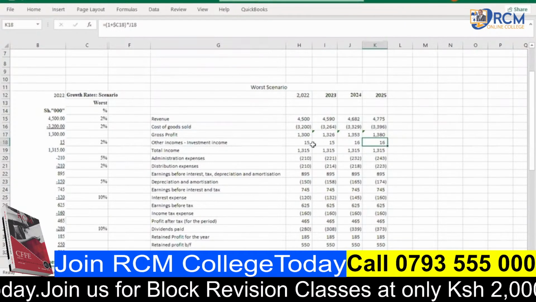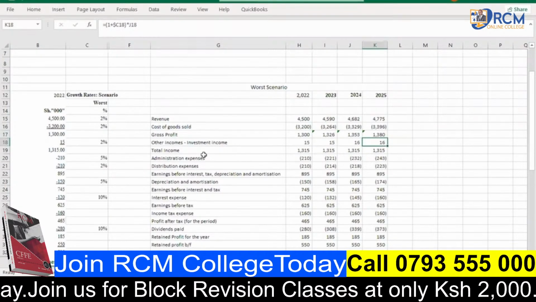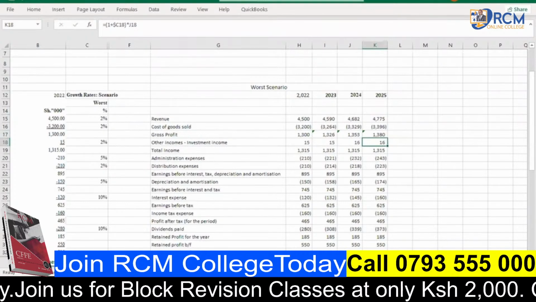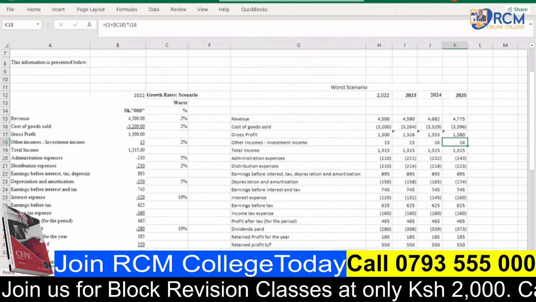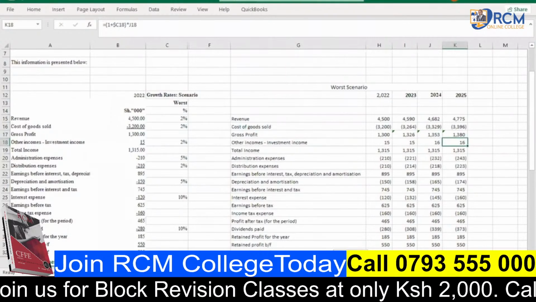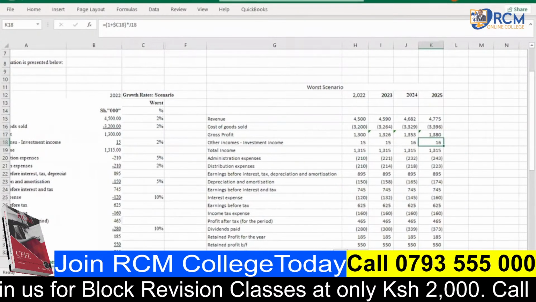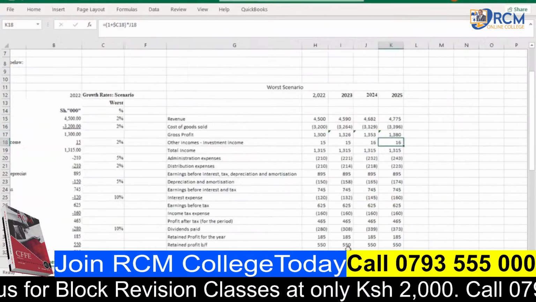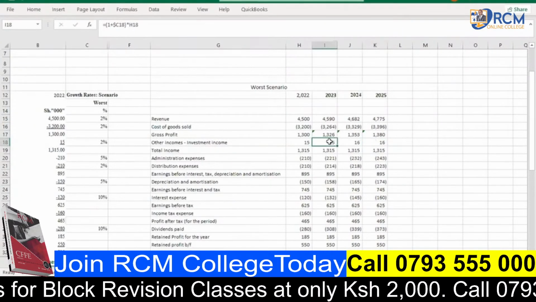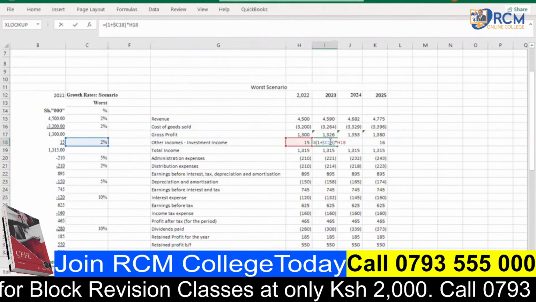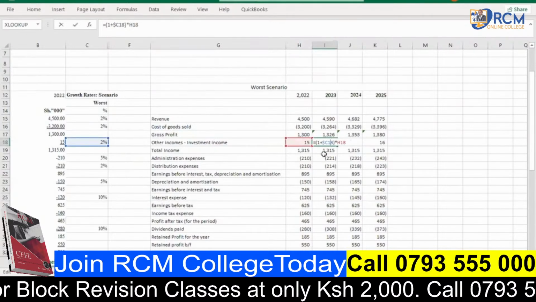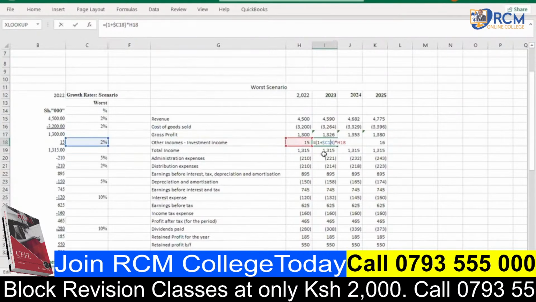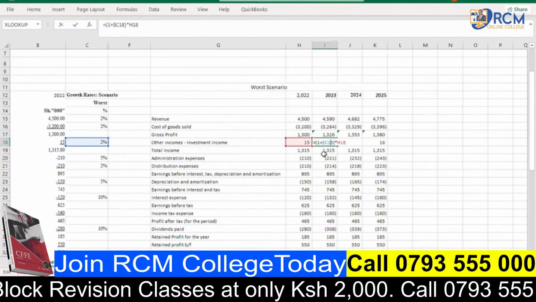Those ones are now correct. Then other investment income, what were we given under that? It is having a 2% increase. So that one is okay. A 2% increase. Tukikuja hapa, it is a 2% increase. So that is it.